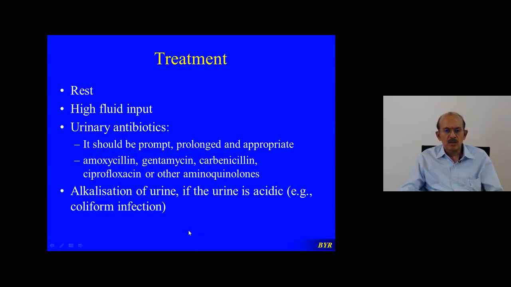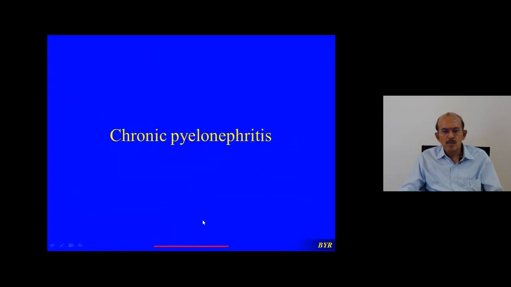Then alkalization of the urine, if the urine is acidic, example in coliform infections. And of course, you have to evaluate the cause and treat the cause. That means where from the infection is occurring, what is the cause? If there is stasis, reflux, things like that, if they are there, they should be remedied.